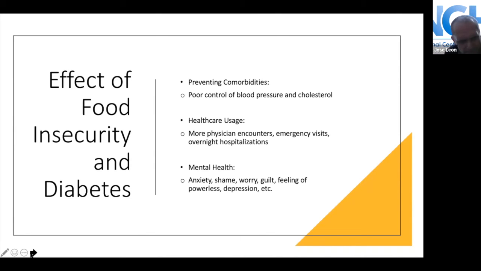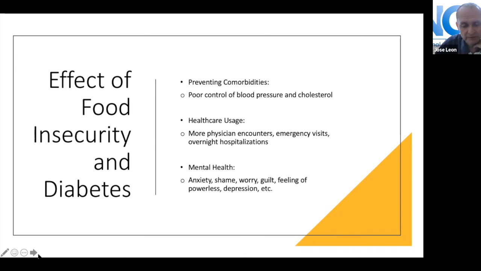Now, food insecurity is going to affect not only diabetes, but other comorbidities. Generally, patients are going to have poor control of blood pressure, or if they have any other conditions, either kidney disease or cardiovascular disease, they will also be affected. If they cannot get their diabetes medication, probably they won't be able to secure the medication that they have for their blood pressure, for instance.